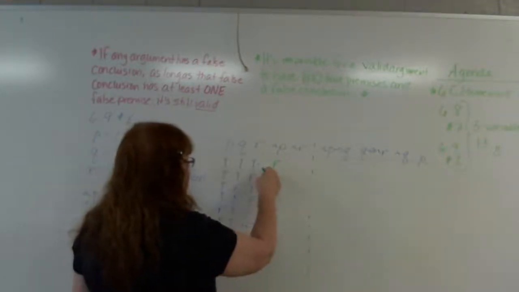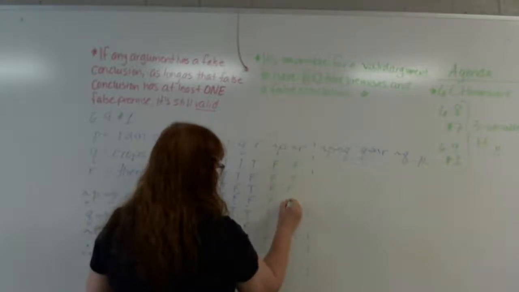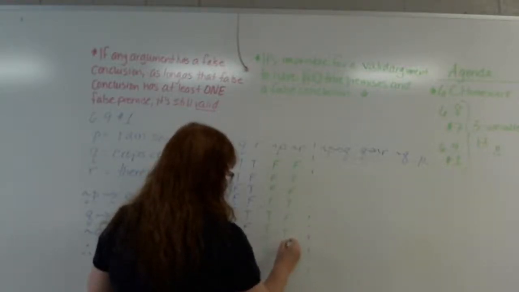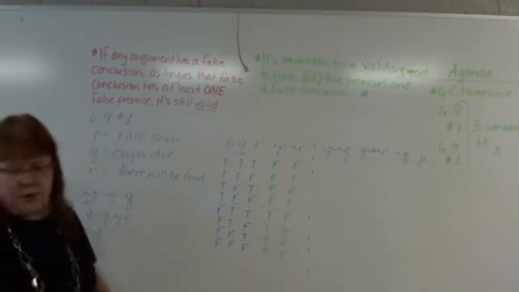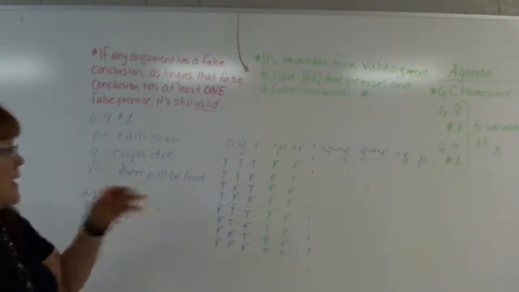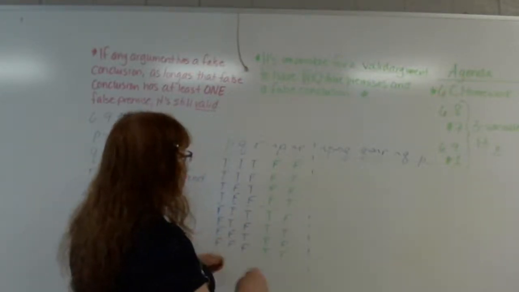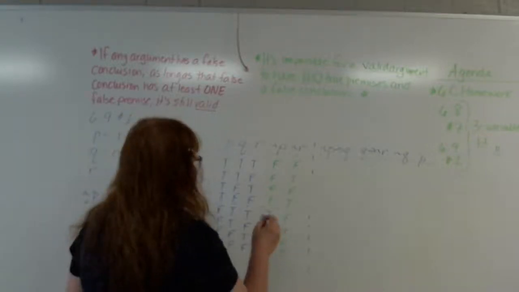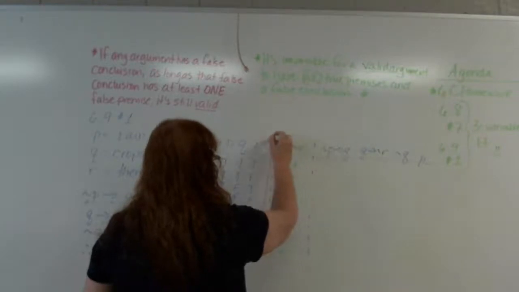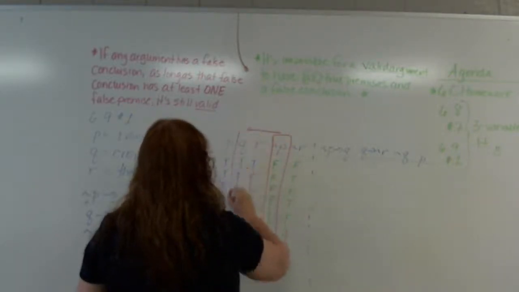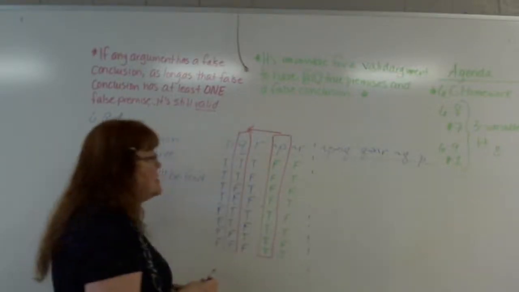Same thing for my R. It's my 1x1, so I'm going to go false, true, false, true, false, true, false, true. Now I have everything I need to get through my other side here. Now I'm doing if not P, then Q. So I'm looking at if not P, then not Q. Okay, so that's how that one works.